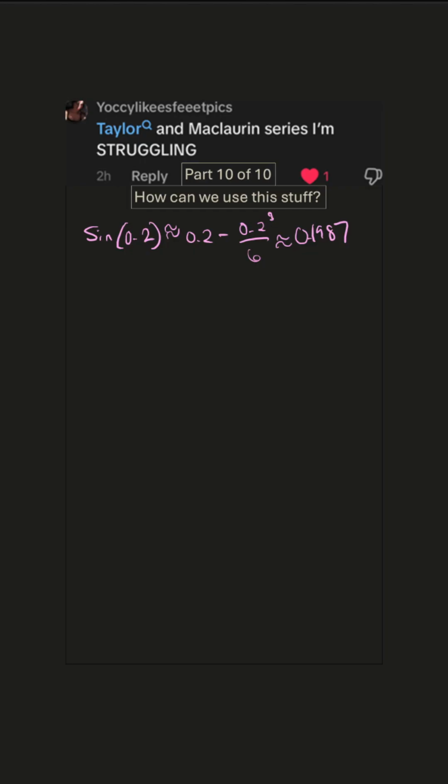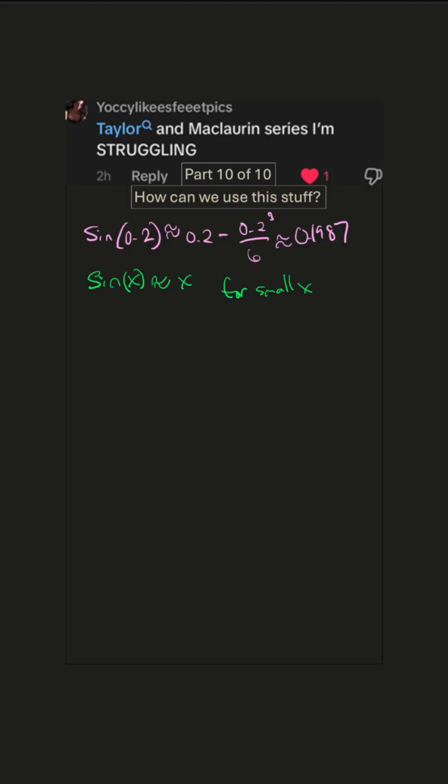Next, for physics, many problems involve functions like sine and cosine near equilibrium points. So we can linearize the system, using just the first term or two, to simplify analysis. We can say sine of x is approximately x for small x.